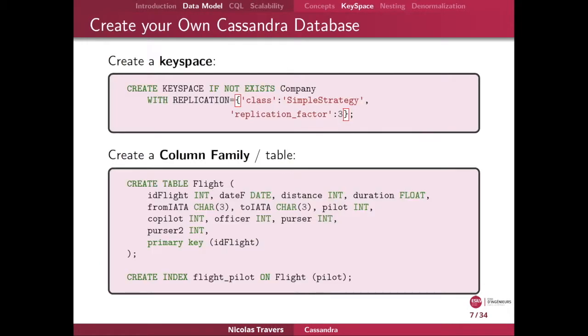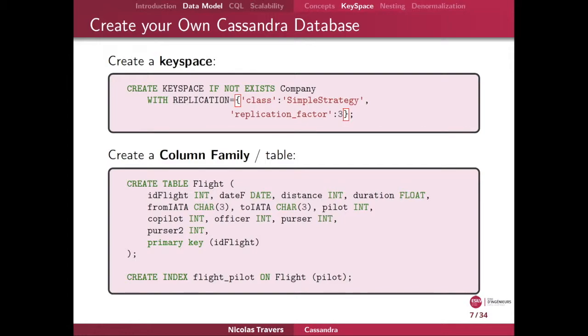First, on Cassandra, we create a keyspace. A keyspace is a database. So you create a keyspace. Here we use the company keyspace with some replication strategy. We'll see afterwards what is a replication strategy, here with 3 replicas.